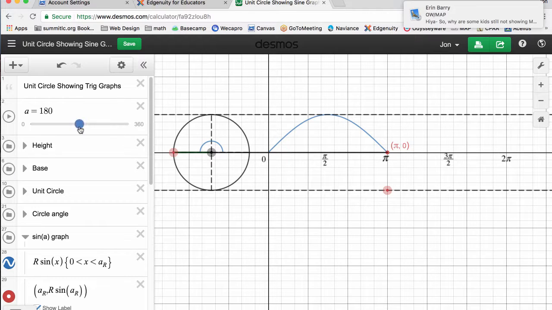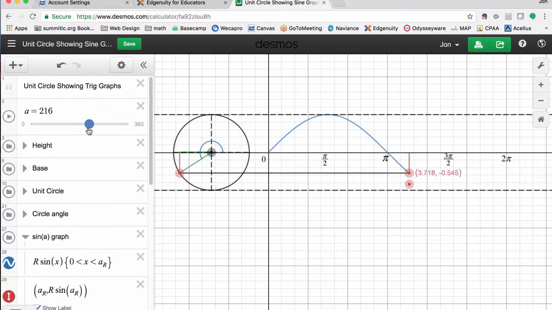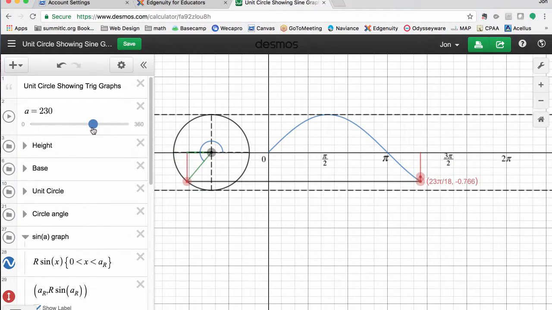All right, let's keep going along and along. What happens if I go past 180? Now we're getting to some negative values of sine, right? At 235 degrees, sine is going down. It's got a y value that's below 0, so it's a negative value.